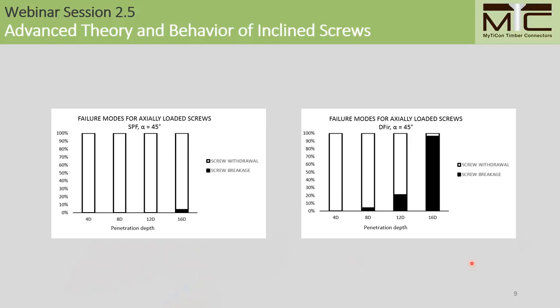For spruce pine fir, we start to see tensile failure modes, which are indicated in black, beginning at a penetration depth of approximately 16D. For Douglas fir, which is a denser wood, we see some tensile failure beginning at 8D, but when we get to 16D, we see that it really dominates the failure mode.